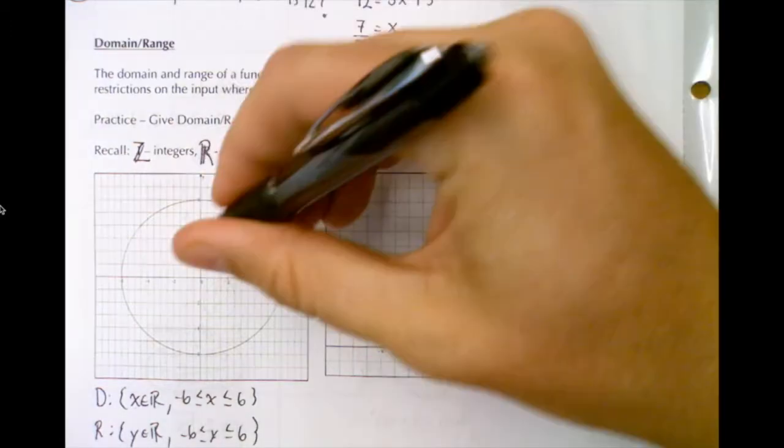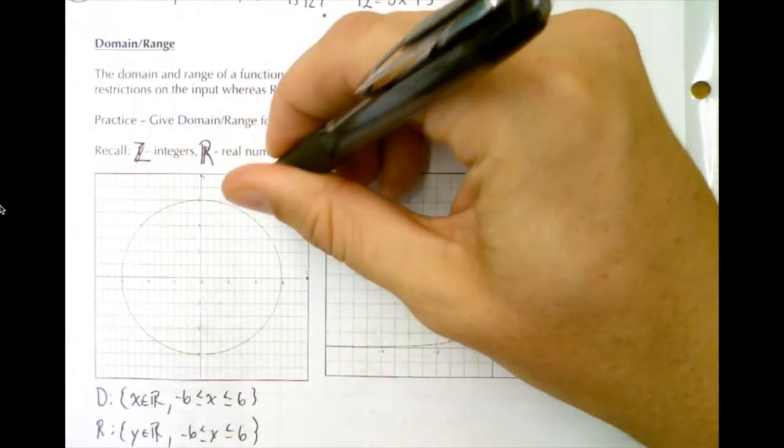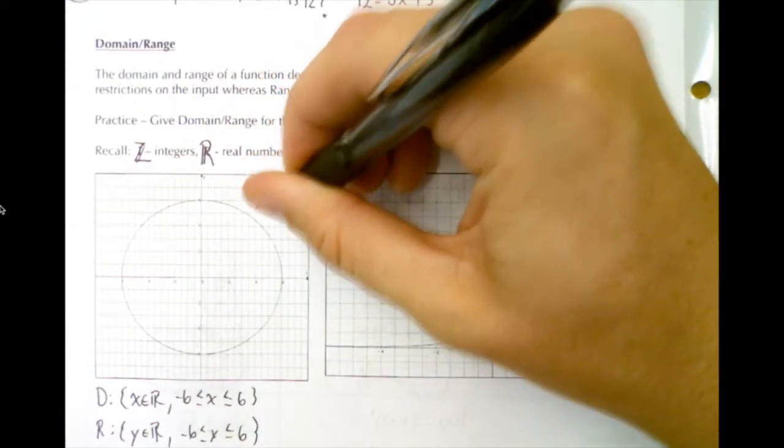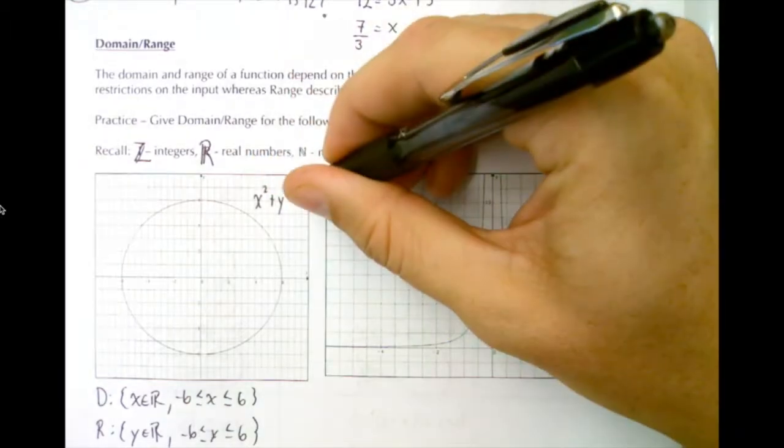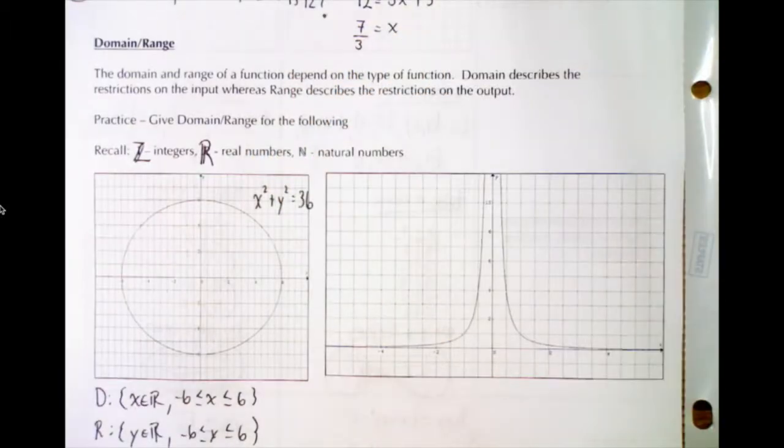The radius of this is 6, so if we were to write an equation, it would follow that x squared plus y squared equals 6 squared, which is 36. So that's our actual relationship there.